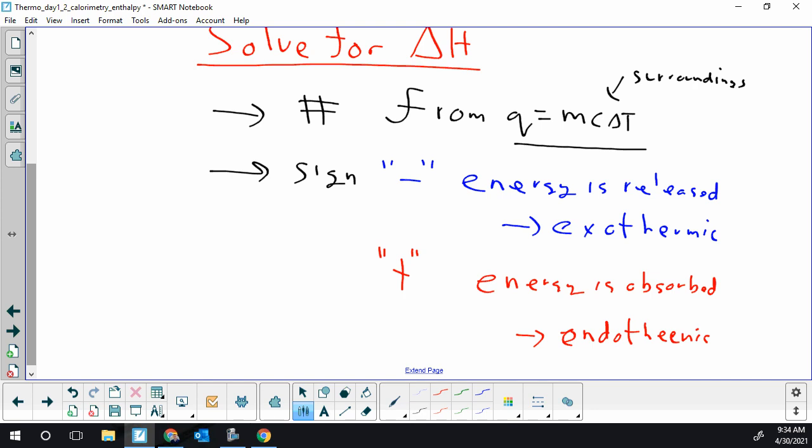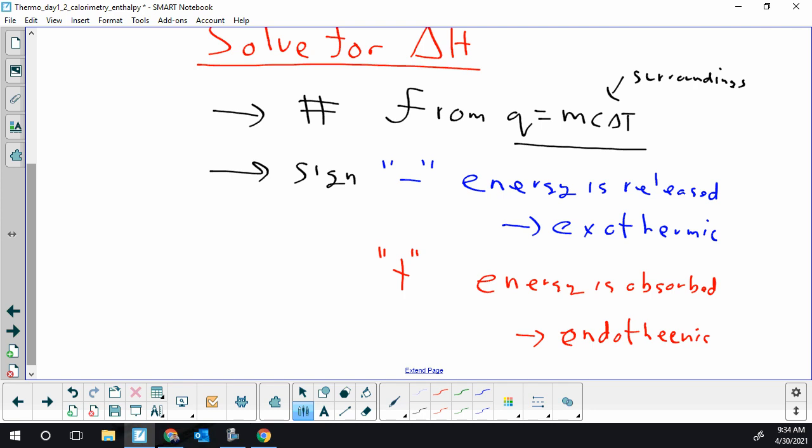So we're going to get the number from Q = mcΔT, and then think: does the surroundings get warmer, negative, or get colder, positive enthalpy change. We're going to do a calculation in a second, but we're going to talk about some of the assumptions you're going to have to use in this course, because we're not always going to have pure water.